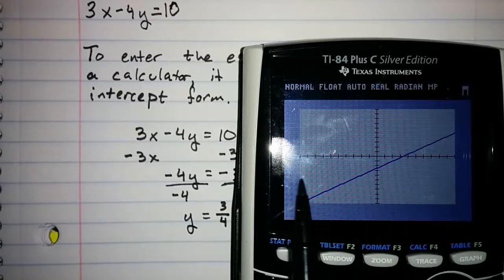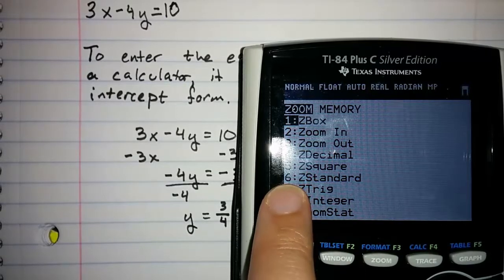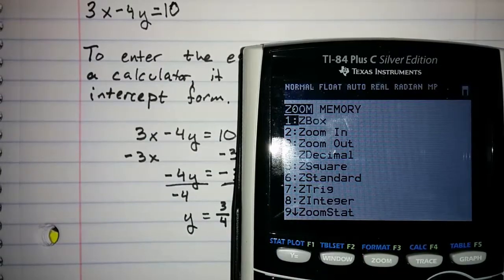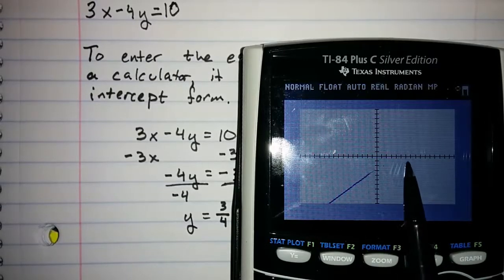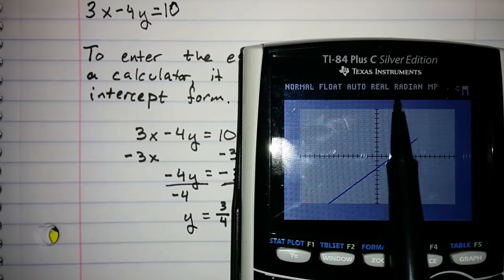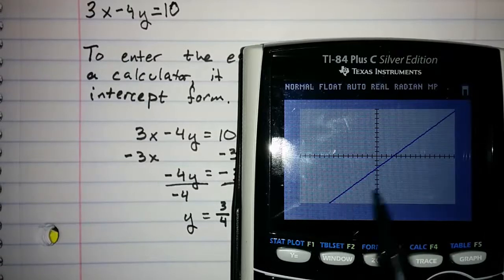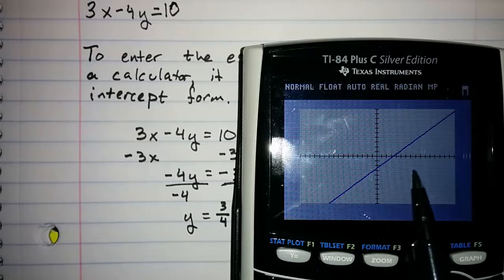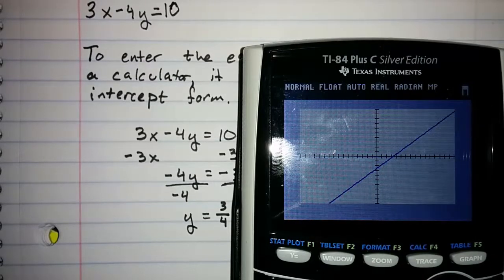In order to get the x-axis not stretched out, I press this zoom button and I select option 5, zoom square. What that does is it makes the tick marks on the x-axis the same distance apart as the tick marks on the y-axis. And now we can see that the slope, that looks pretty good for 3/4, right? It's not quite the 45-degree diagonal. It's a little bit shallow, but not too shallow.